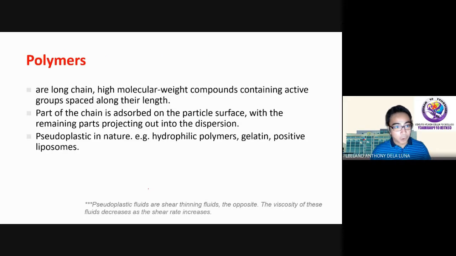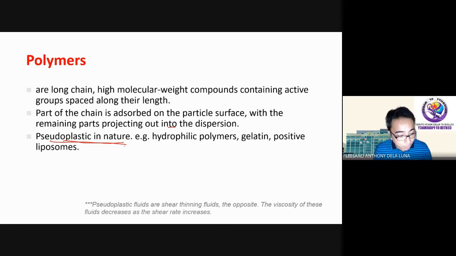Alright? So, polymers, class, are long-chain, high molecular weight compounds containing active groups along their length. So, part of the chain is absorbed into the surface of the particles with the remaining parts projecting out into the dispersion. So, they are usually pseudoplastic in nature. Okay? So, yun na nga sinasabi ko kanina. Such as hydrophilic polymers, gelatin, positive liposomes, again, CMCs.